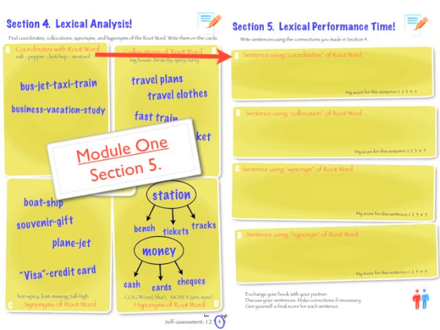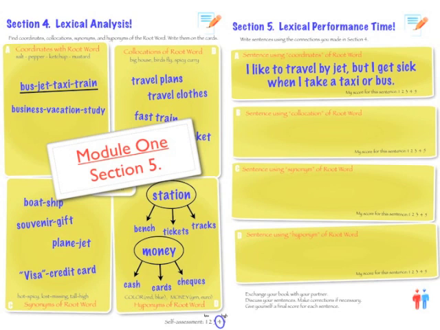So we had bus, jet, taxi, train, or business, vacation, study, as coordinates for travel. Now, what did the student come up with here? Let's take a look. Oh, they used bus, train, taxi. I like to travel by jet, but I get sick when I take a taxi or bus.